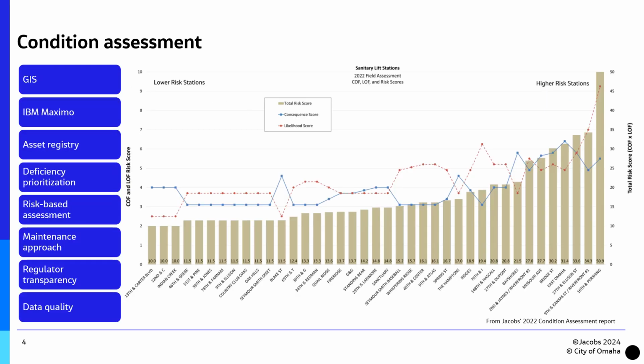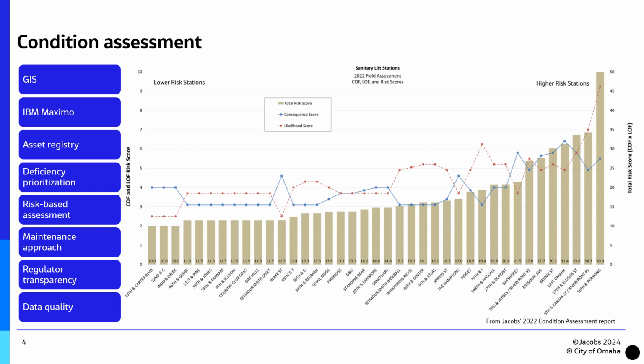The city established several foundational elements of a formal asset management program. These elements include those identified on the left. The first was identifying station service areas using GIS. Then the existing CMMS system was leveraged using IBM Maximo. Validation of asset registry was the next step. This was followed by realization of current asset status, asset deficiency prioritization, and risk-based assessment and prioritization based on a standardized process, as well as a maintenance approach.